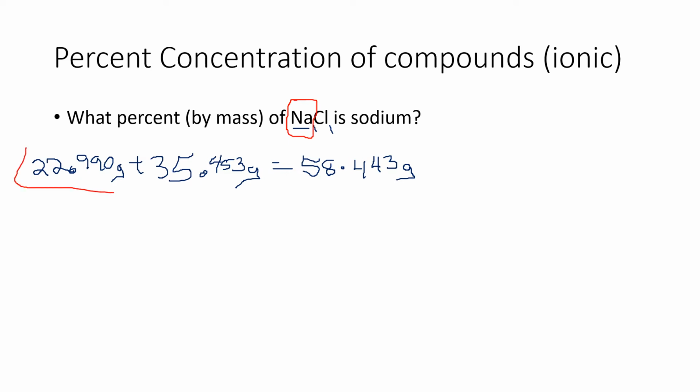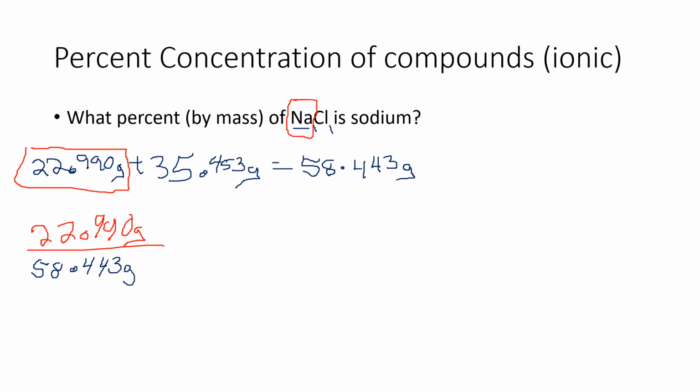So sodium was this mass here. To find a percentage, I'm going to take that 22.990 grams divided by my total mass, 58.443 grams, and I'm going to get 0.39338. All right, now I've got to turn it into a percent.